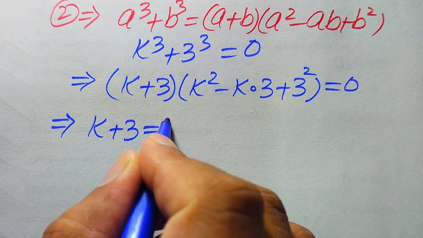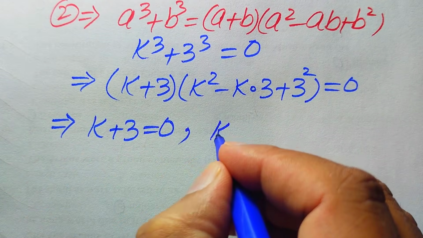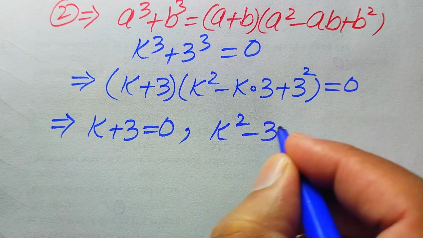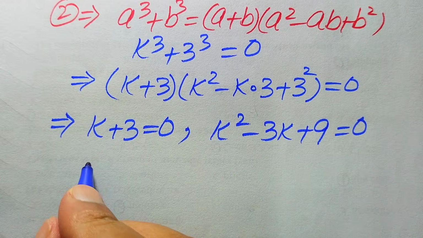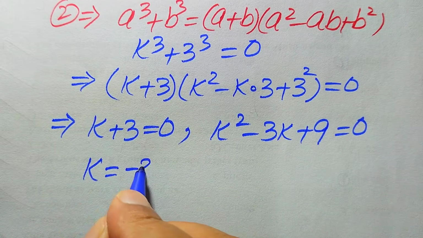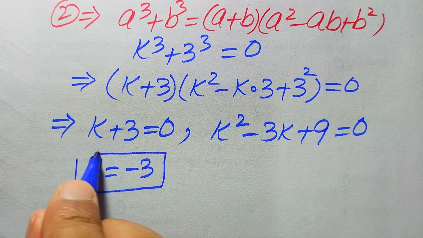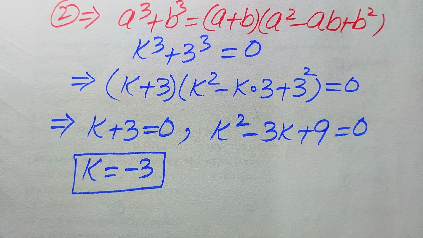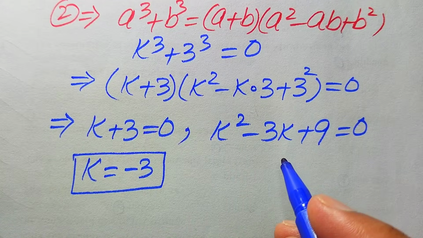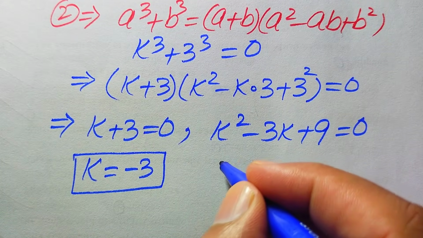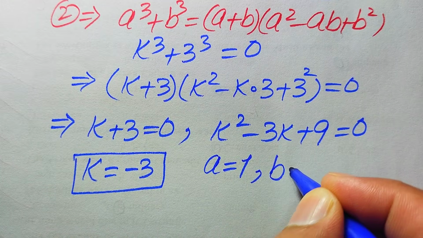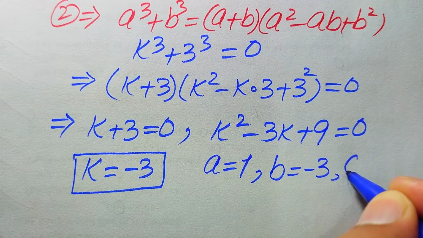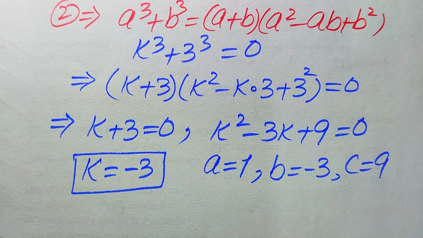The first case is we write k plus 3 equals 0, and the second case is we write k square minus 3k plus 9 equals 0. So from here we move plus 3 to the right hand side and we get the value of k equals minus 3. This is the fourth root of the given equation, and in order to get the other roots we need to simplify this quadratic equation, and here we again apply the quadratic formula, and for this we write its coefficients: a equals 1, b equals minus 3, and c equals 9.